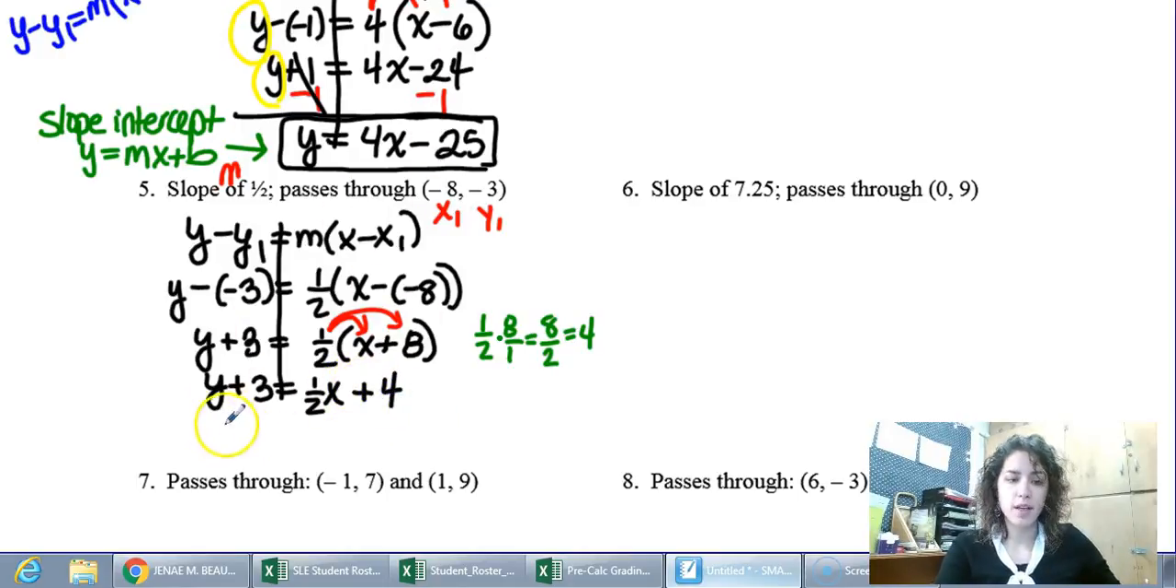We're super close. Again, we're trying to get this y by itself. So my last step would be to subtract 3 from both sides. And I get y equals 1/2 x minus, or excuse me, plus 1.